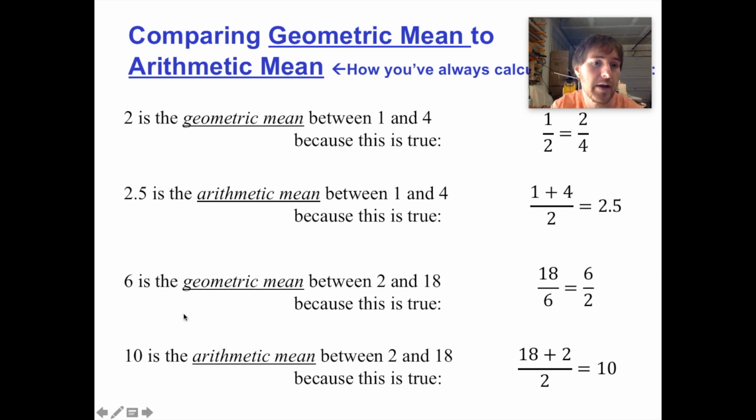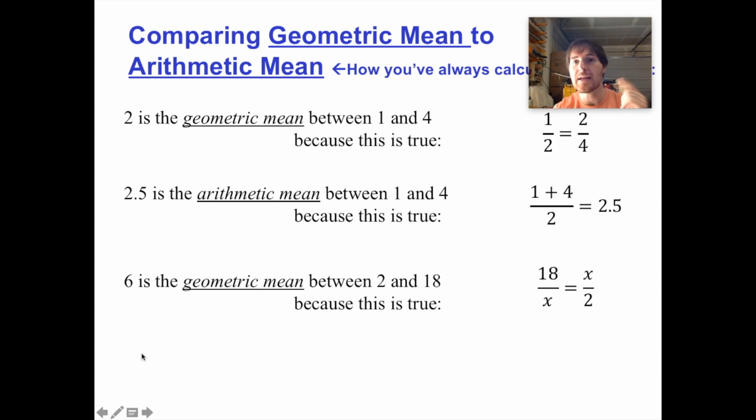Okay, so just one thing to point out here. Notice here, the arithmetic mean, this is just an observation. This might come up later. The measure of center, that's the arithmetic mean, is actually always going to be higher than the geometric mean. 10 is still between 18 and 2. 6 is between 2 and 18, but the arithmetic mean is a little bit higher, okay?